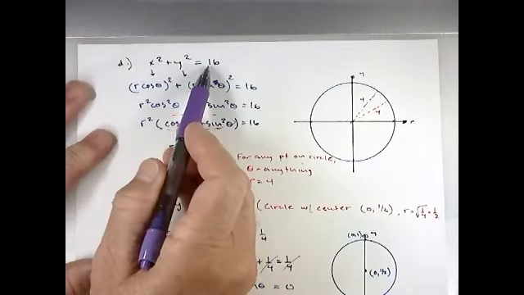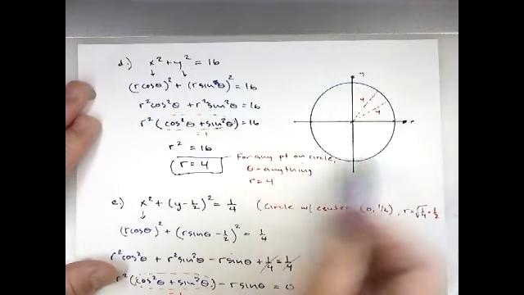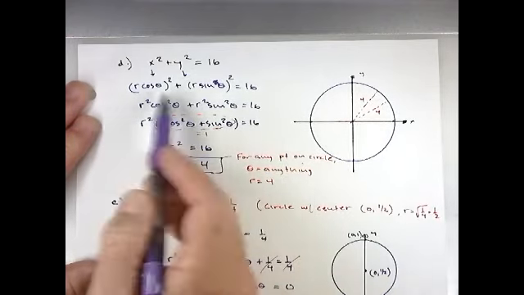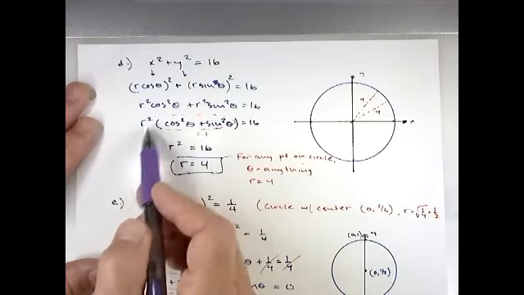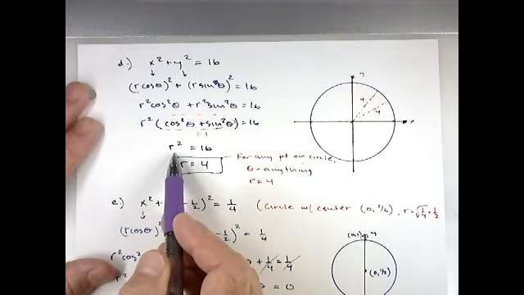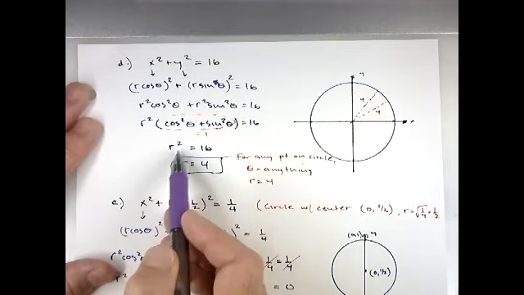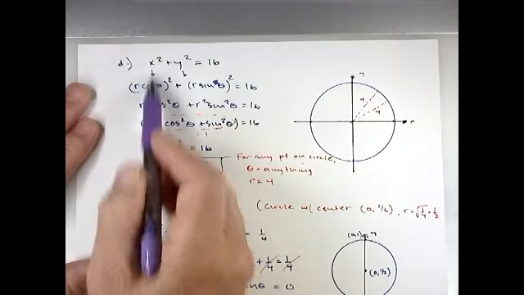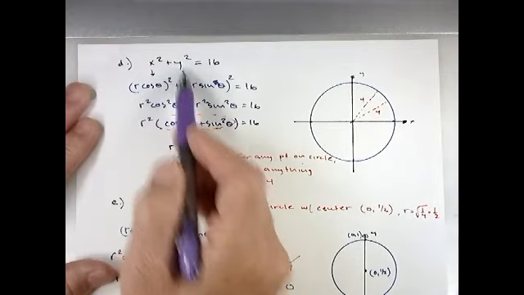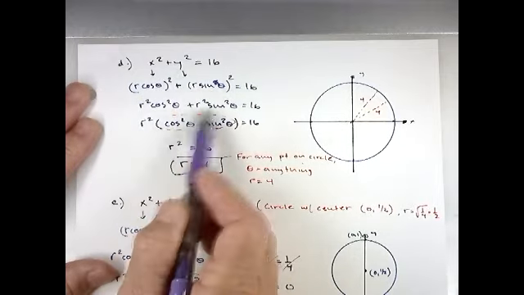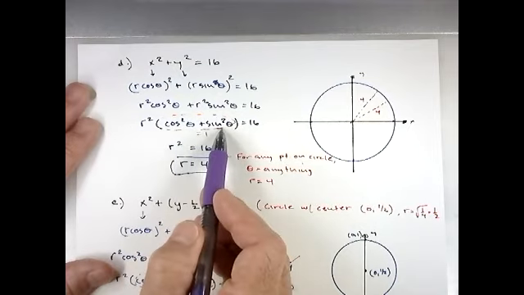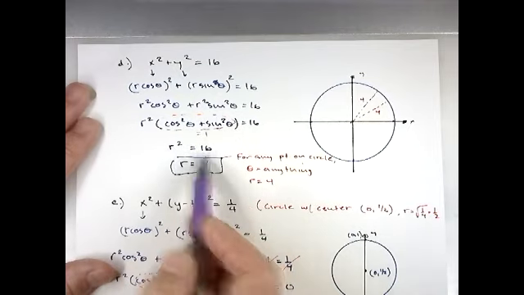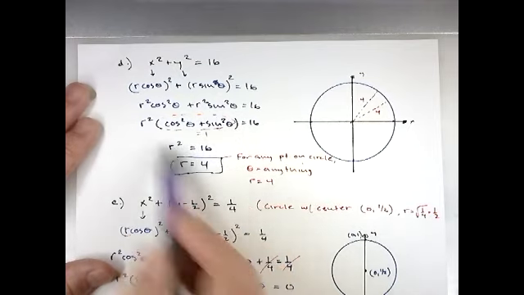X squared plus y squared equals 16 we recognize as a circle with a radius of 4. And x squared plus y squared, recall, just equals r squared. So if you knew that conversion, you could actually just go straight from here to here. What I did was I plugged in x was r cosine theta, y was r sine theta, squared them both out, factored out an r squared, cosine squared theta plus sine squared theta equals 1. That gave me r squared equals 16.